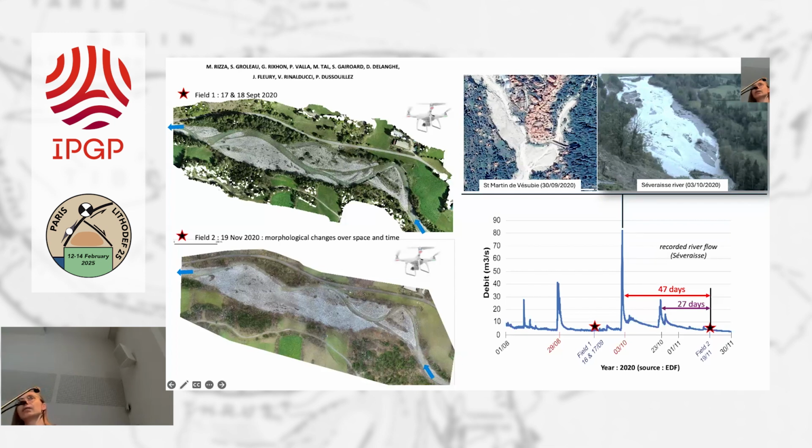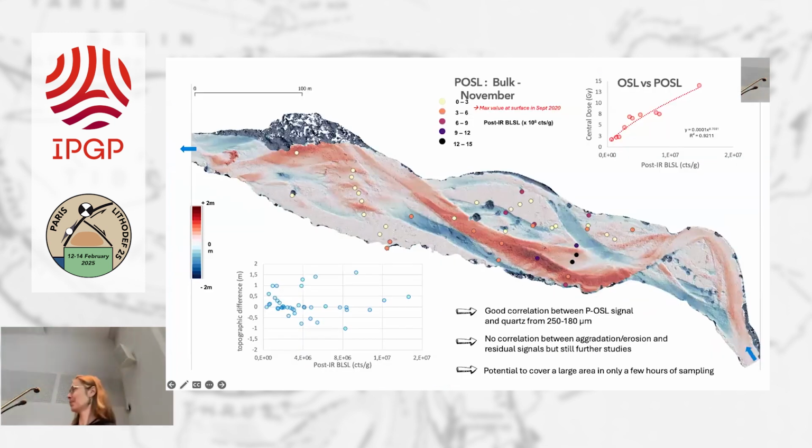And we collected the samples 47 days later, and I did the same. First of all, here you have the differential DEM from the two study days, where you have a difference of up to 4 meters. You have sometimes 2 meters of aggradation, and sometimes even 2 meters of erosion in the channel.